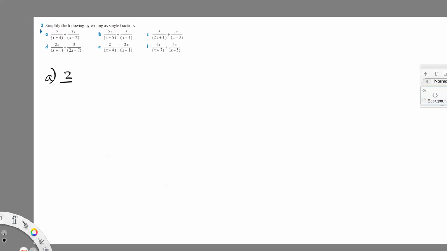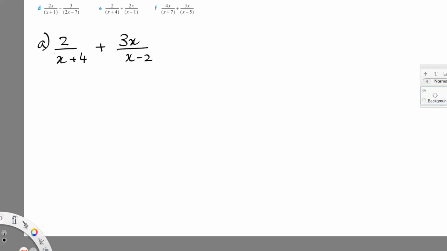Okay, 2 on x plus 4 plus 3x on x minus 2. Oh, and there's brackets. Whoops.